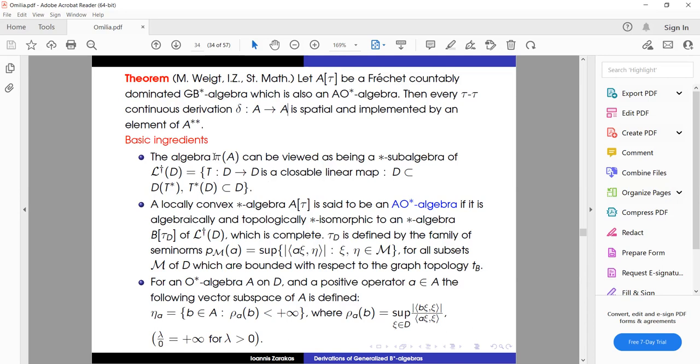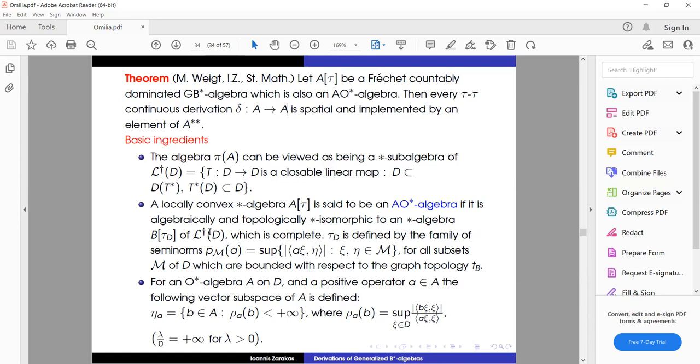This is a star subalgebra of L dagger of D. With L dagger of D, we describe the closable linear maps from D to D, where D is a subset of the domain of definition of the adjoint, and the adjoint also maps D inside D. This is what L dagger D is. So our algebra alpha, represented via P, gives P alpha as a subalgebra of L dagger D.